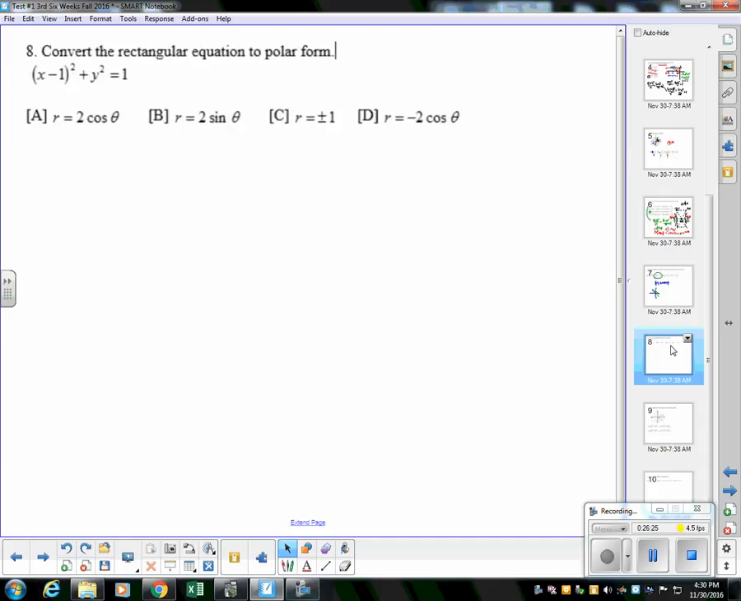All right, this says convert the rectangular equation to polar form. And again, you can put this in the calculator, but since my calculator is messing up, I'm going to do the algebra with this. Now there are 4 equations that you need to know to do this kind of stuff.